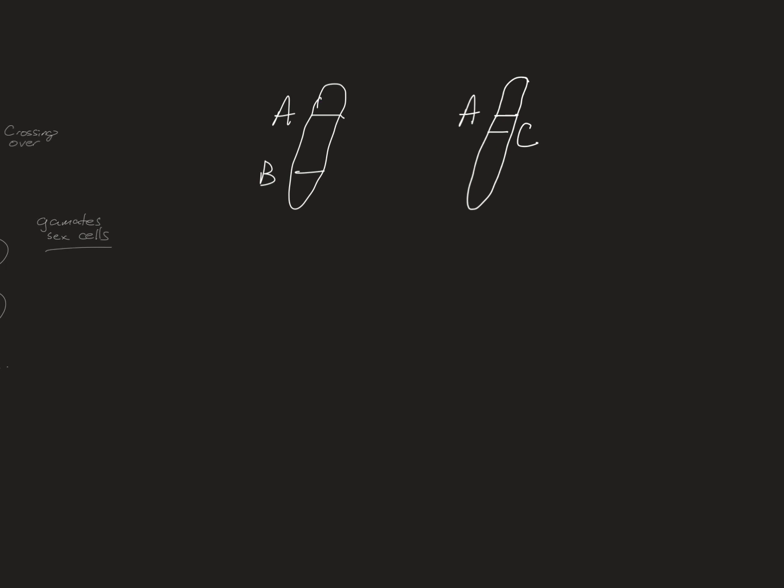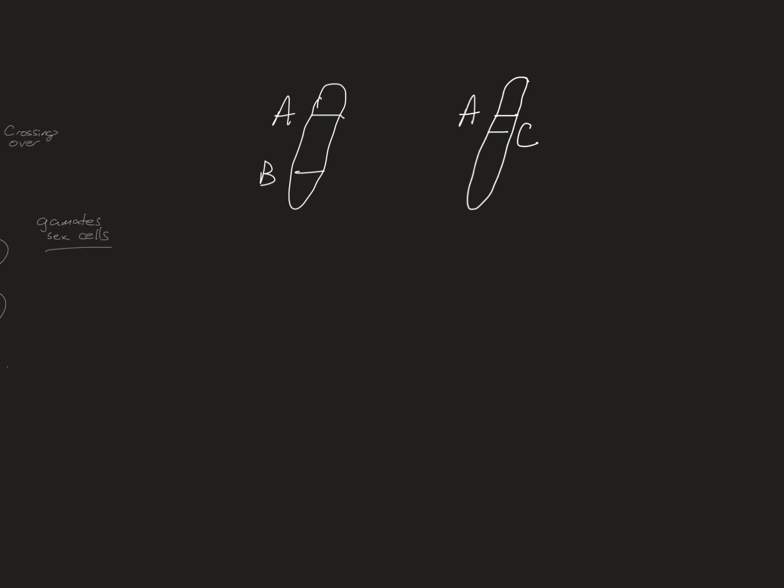Where is it going to cross over more? A and C because it's closer? You think it's going to cross over more randomly between A and B because they have more space? That's exactly right. It's between A and B because there's more space in between them.